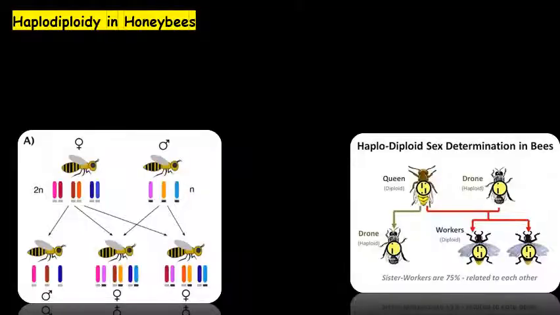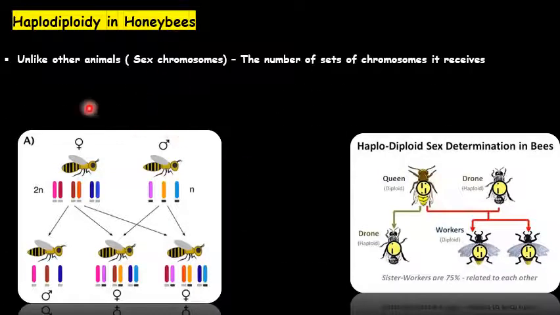Now let's talk about haplodiploidy in honeybees. We have already studied parthenogenesis during our first chapter. I hope you all remember that. When you talk about honeybees, unlike other animals, they will not contain any sex determining chromosomes. Instead, the number of sets of chromosomes determines the sex of honeybees.